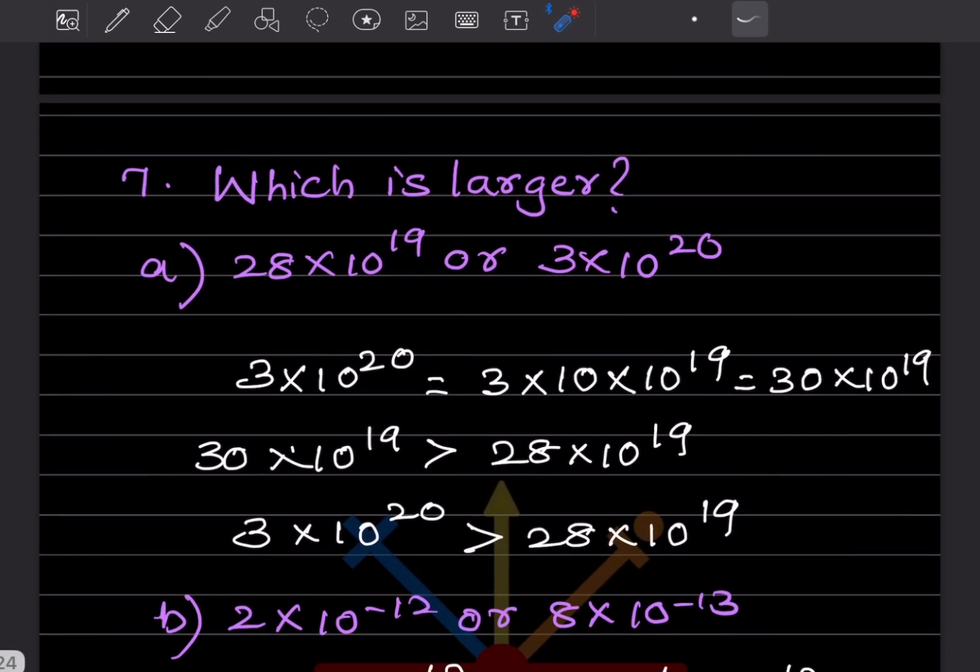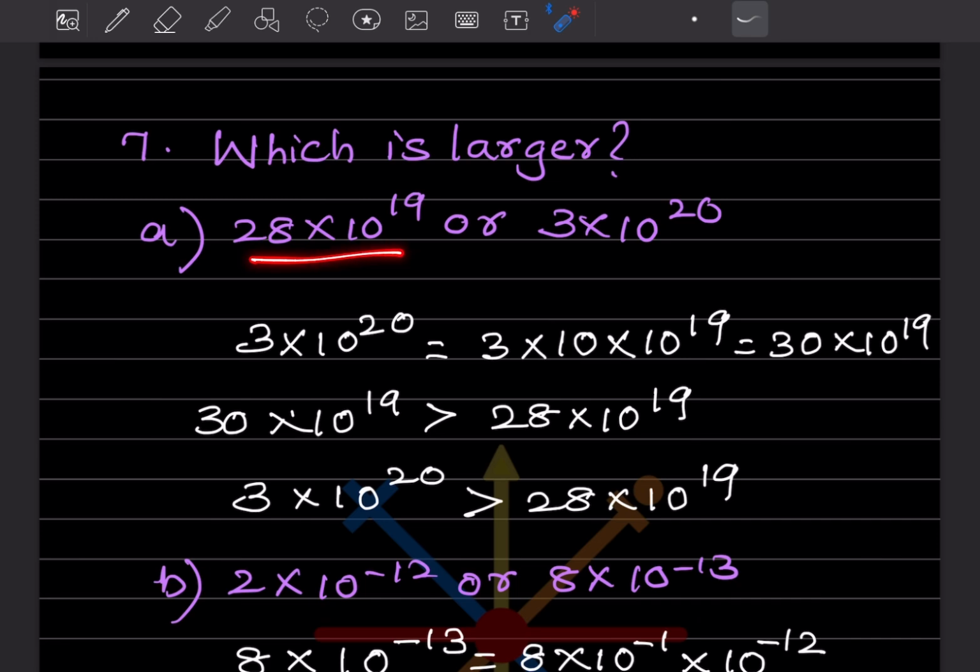Now here they said which is larger, this or this one. So now you can see even this is different, and here there is 10 raised to 19 and this is 10 raised to 20. So what we can do here, now we'll see the power. This is 10 raised to 19 and 20. So we'll see the bigger number power first. So this is 10 raised to 20.